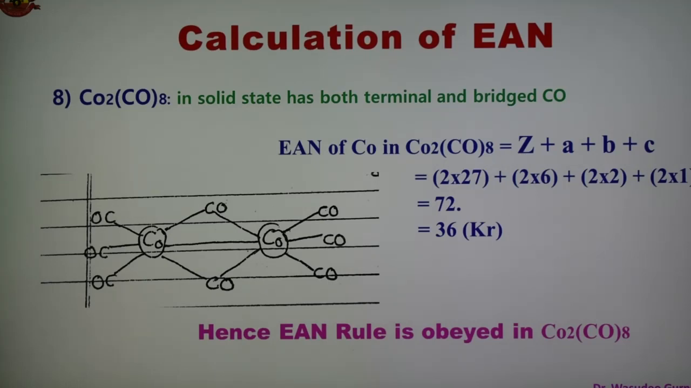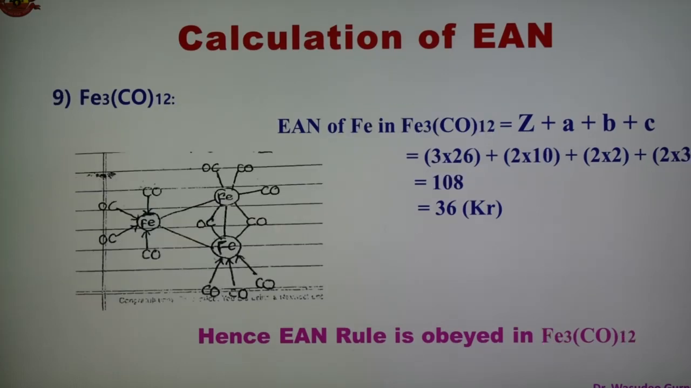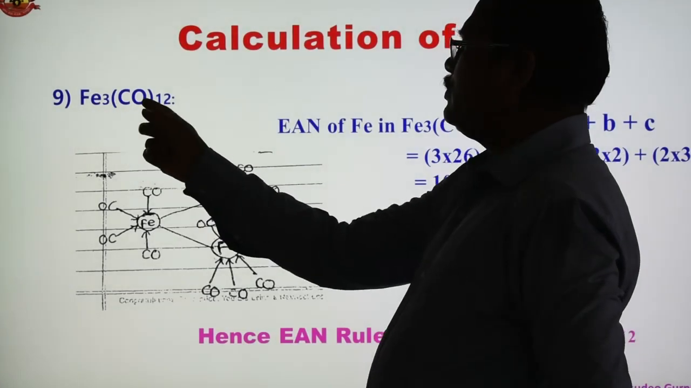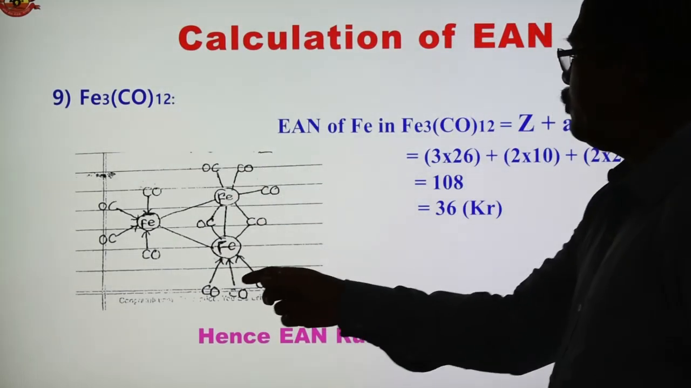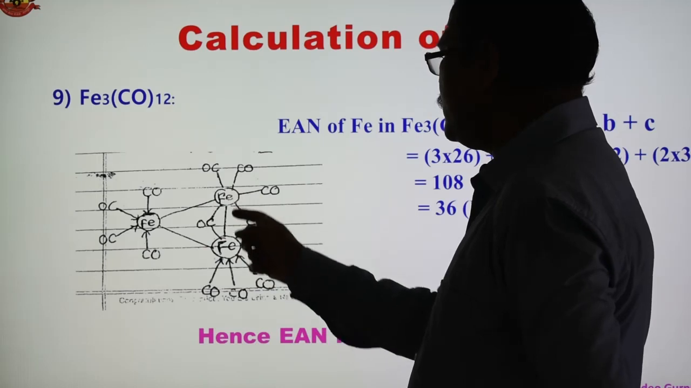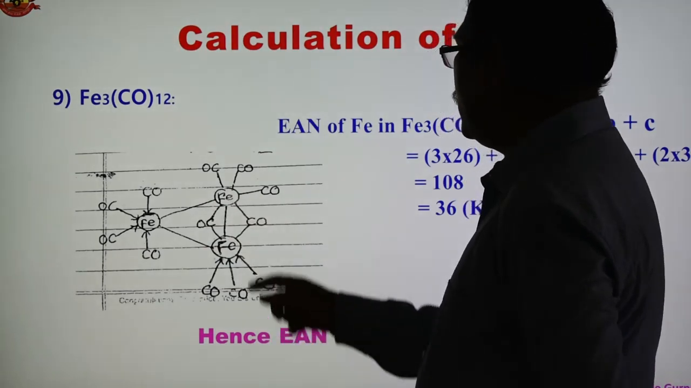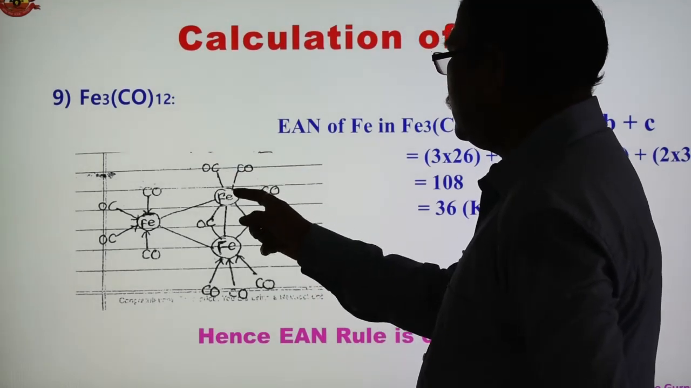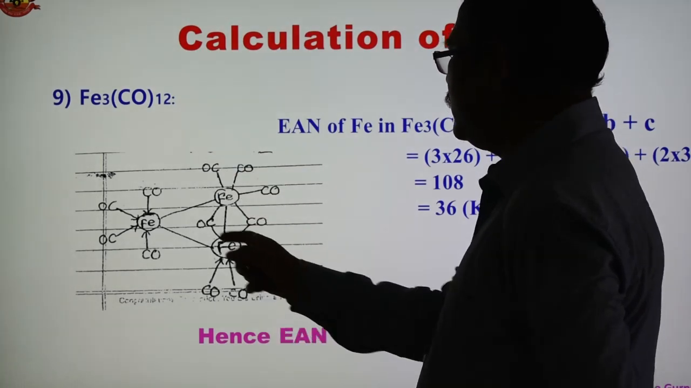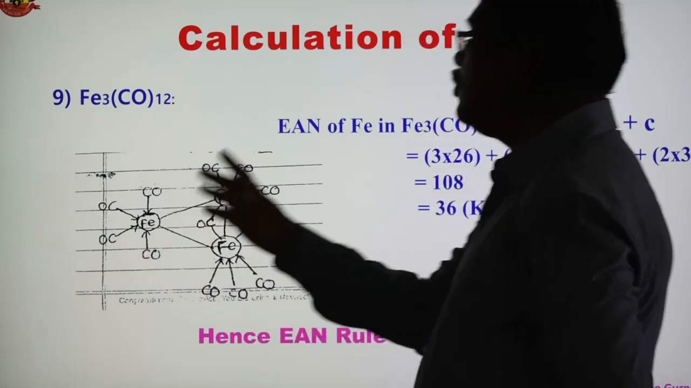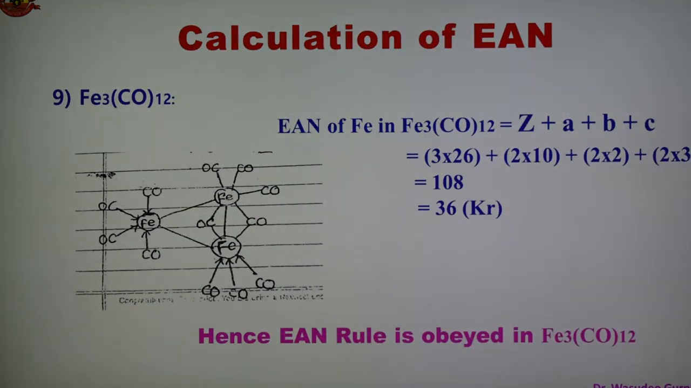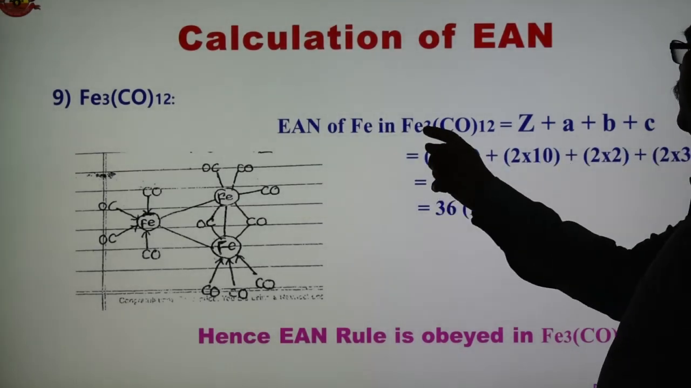In the next example, number 9, the metal carbonyl is Fe3(CO)12. The structure of Fe3(CO)12 is 1 Fe, second and third. Here is a bridge CO, another bridge CO, and 3 terminal carbonyls here and 3 terminal on this, and this Fe has 4 terminal carbonyls. So in this way we can calculate the EAN of Fe in Fe3(CO)12.